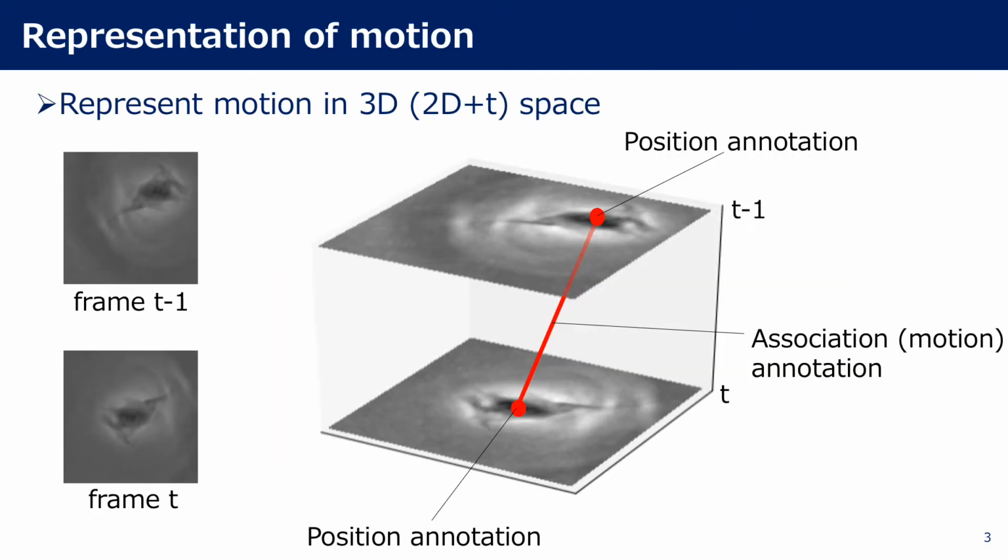In order to explain MPM, I'd like to first explain how to represent each cell motion. As shown in the figure, when the image sequence is considered as 2D plus T data, the position of the same cell is given as 2 points as an annotation. This annotation contains both cell detection and association information, and can be represented by a starting point and a vector connecting 2 points.